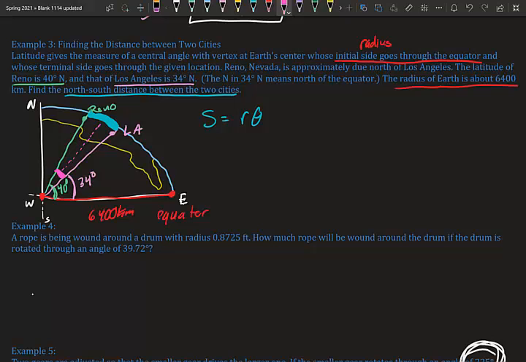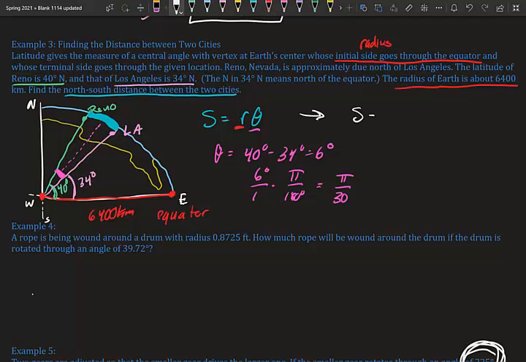We can find theta by doing 40 degrees minus 34 degrees, and we get 6 degrees. So the theta that correlates with the sector length is 6 degrees. But we can't use 6 degrees, so we find it in radians. So we have 6 degrees over 1 times pi over 180, and we get pi over 30 radians. And then we have our radius. Our radius is the equator, so let's plug it in.